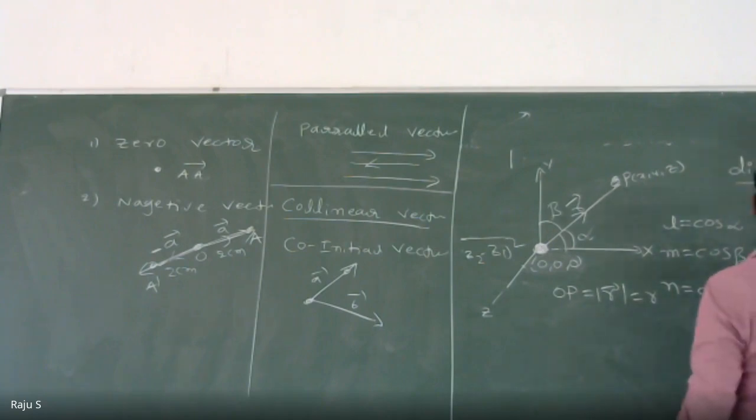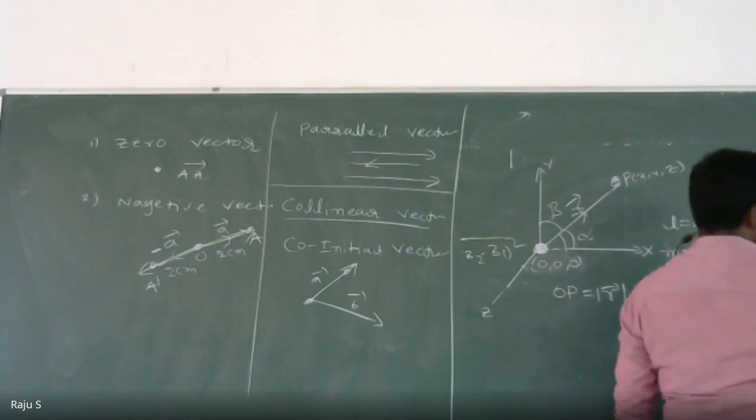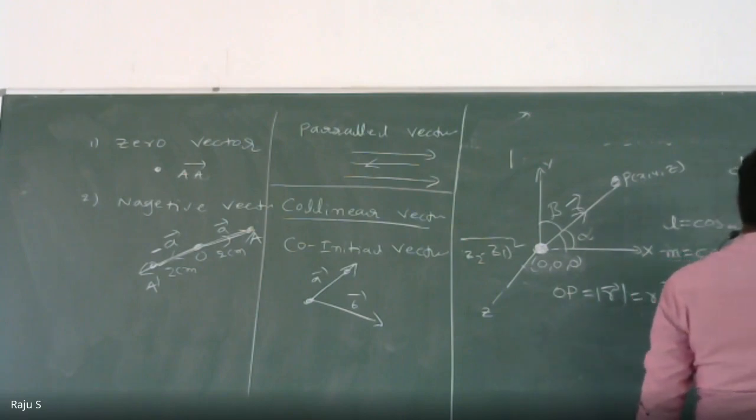This is co-terminal vectors. Right? Next, coplanar vectors.